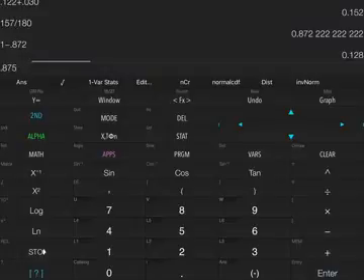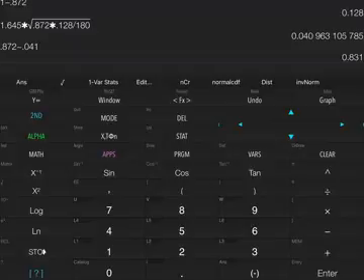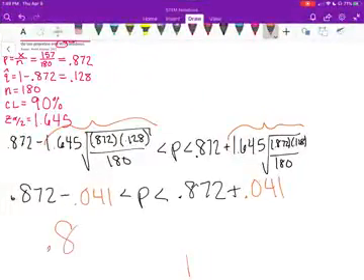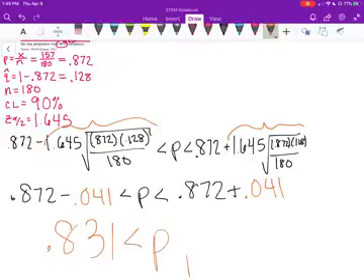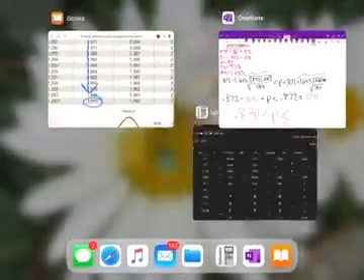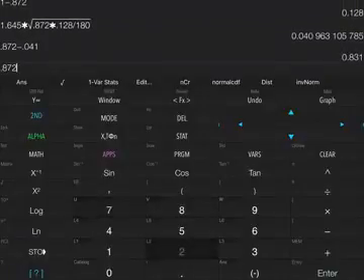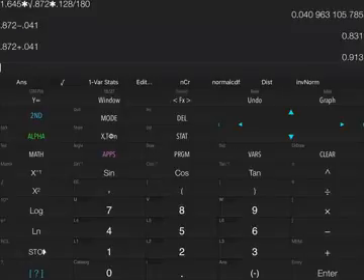0.872 minus 0.041, and we get 0.831. It's less than p, is less than, and the same thing but plus. So we have 0.872 plus 0.041, 0.913.